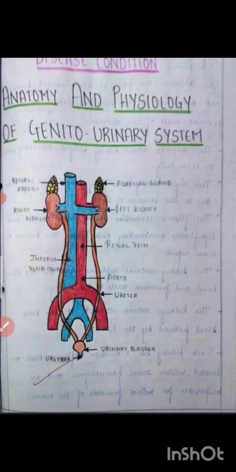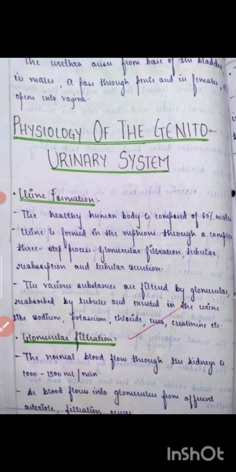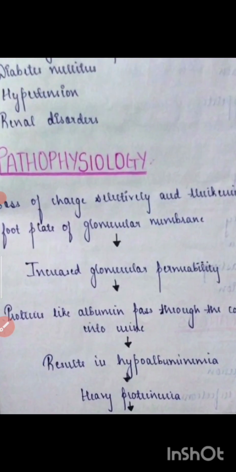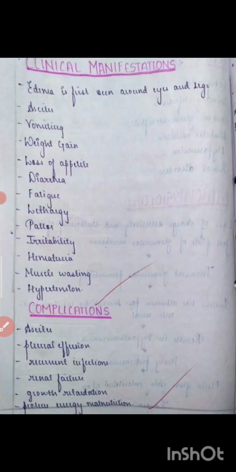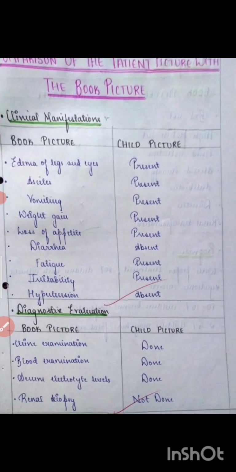Since this is a case study, you'll have to mention the disease condition. For that, since it was nephrotic syndrome, the disease condition of the genitourinary system will come. So this is the diagram I have given. Then is the physiology. So the same thing you can write. Then comes the disease condition: the definition, the types of nephrotic syndrome, then the pathophysiology. It's nicely written. Then the clinical manifestation, complications, diagnostic evaluation, management, nursing management, everything you all can write the same thing.